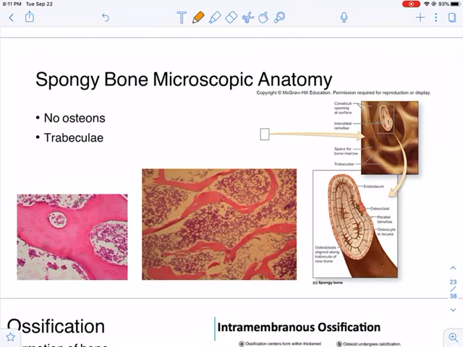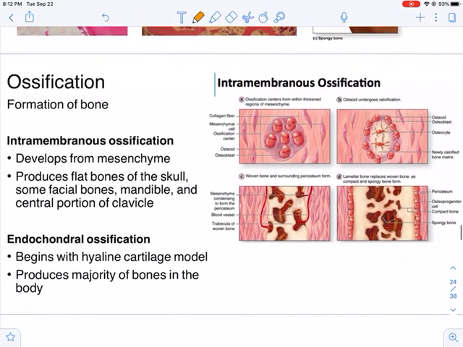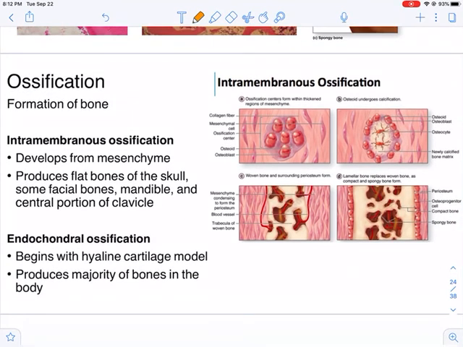Let's look at spongy bone. The microscopic anatomy of the spongy bone does not look like that. It does not have osteons, but you can see the trabeculae. So you can see those little spicules of bone. So we've got one here. Here's a really nice up close one here, this dark pink. And we can see those little random pieces of bone that are throughout the spongy bone tissue. And so we can see those trabeculae.